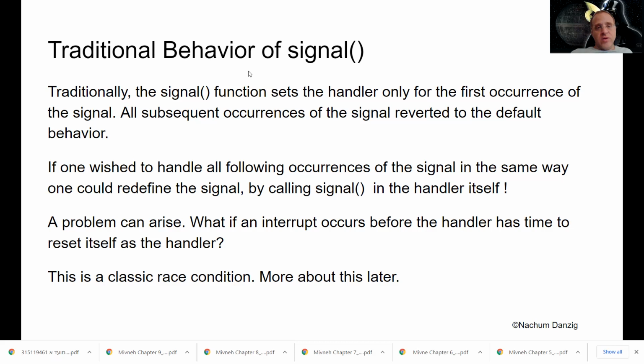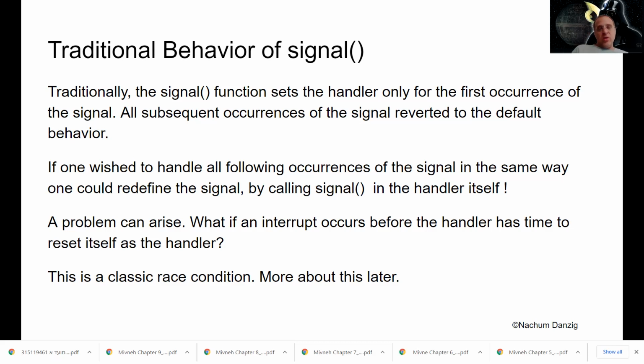So traditionally, the signal function sets the handler only for the first occurrence of the signal. All subsequent occurrences of the signal revert to the default behavior. That's kind of weird. In other words, I define that instead of doing the normal behavior for my signal, do some other behavior. But that's only the first time the signal occurs. If the signal occurs a second time, go back to the default. It's only a one-time deal. So this signal that we've just been using all this time really traditionally only works for the first occurrence.